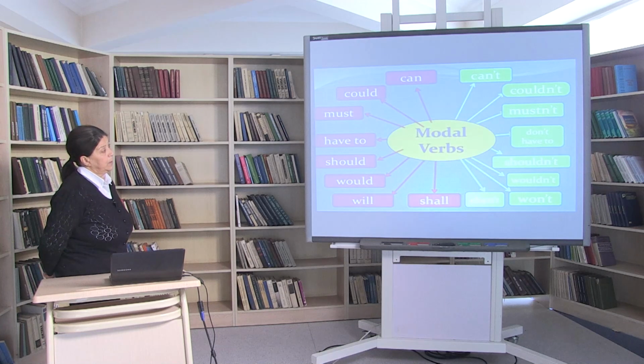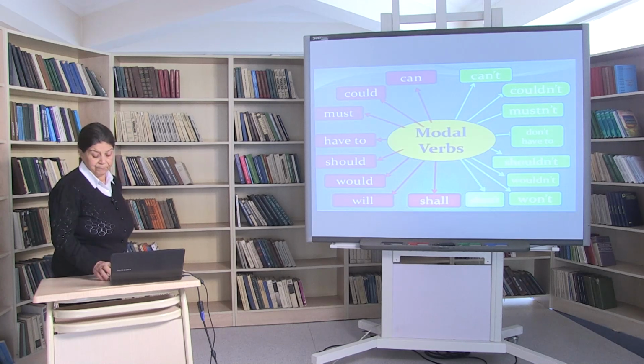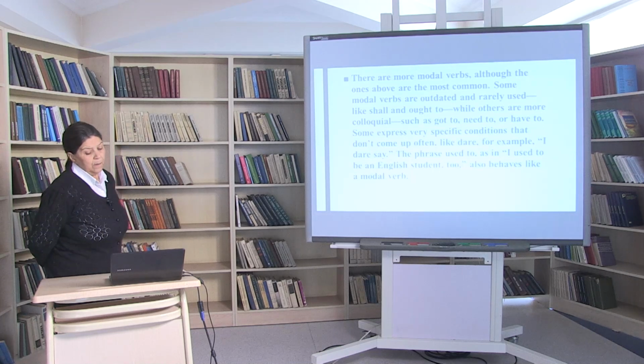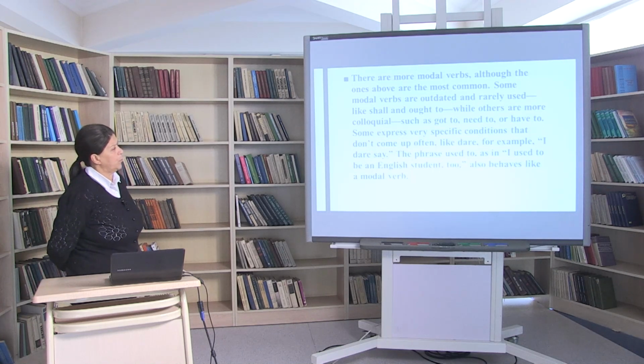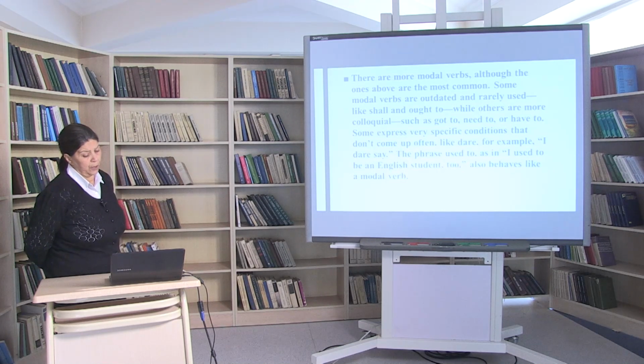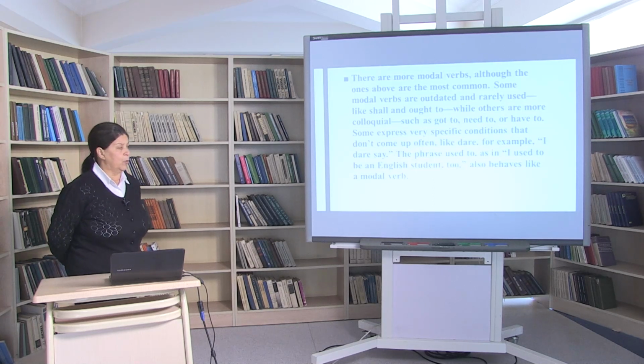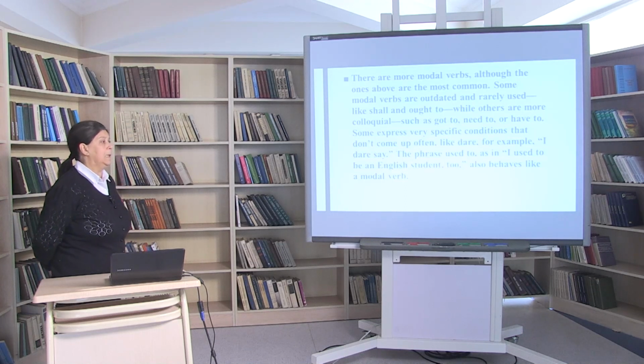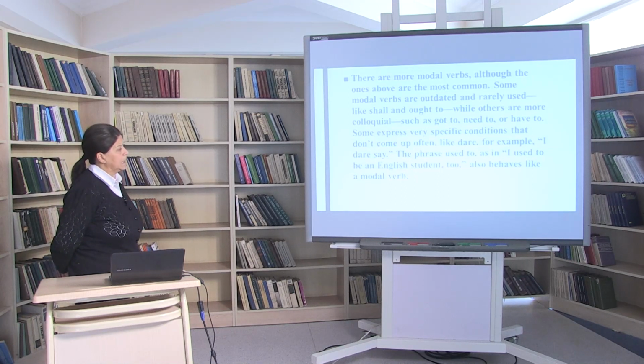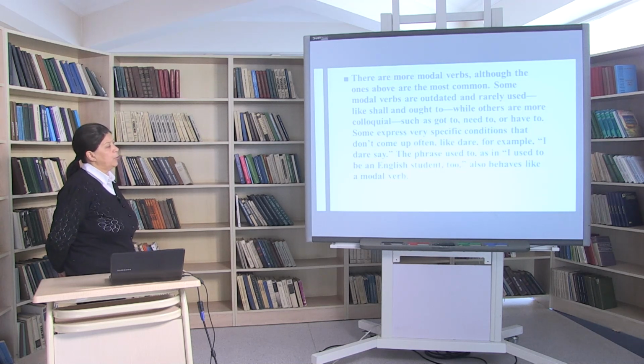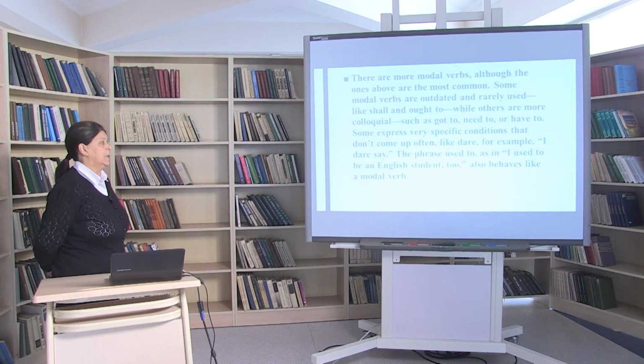In the table, you see the negative forms of the modal verbs. The modal verbs that I spoke about on the previous page are almost common in English. While there are some other modal verbs, for example, need, dare to, or have to. Speaking about need, need also has two uses: its primary use as a full verb and its secondary use as a modal verb.